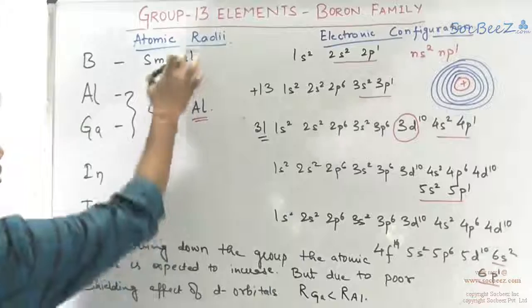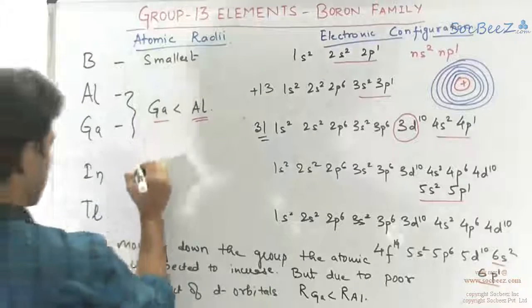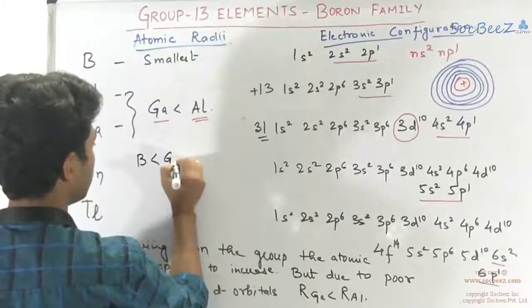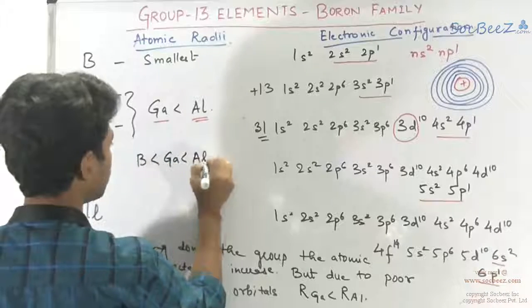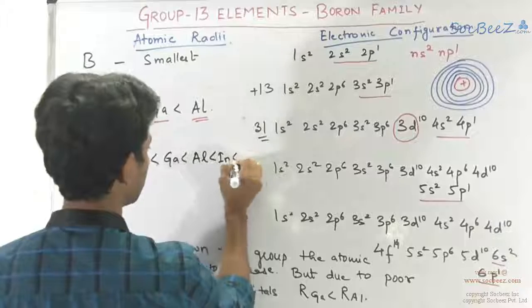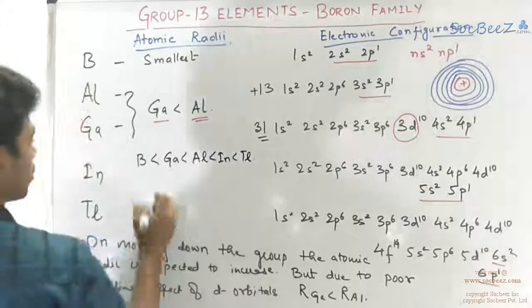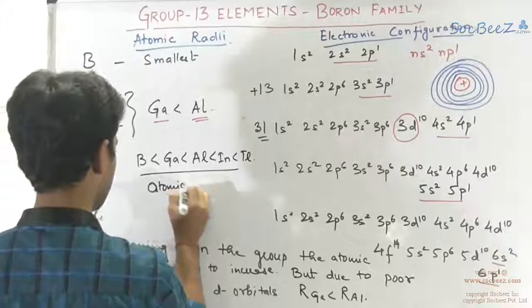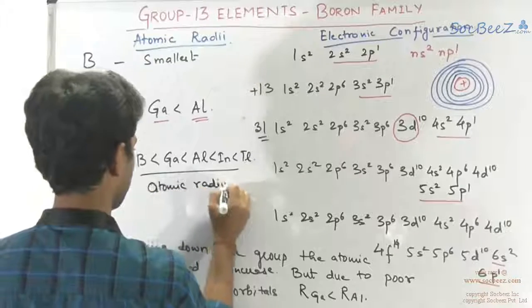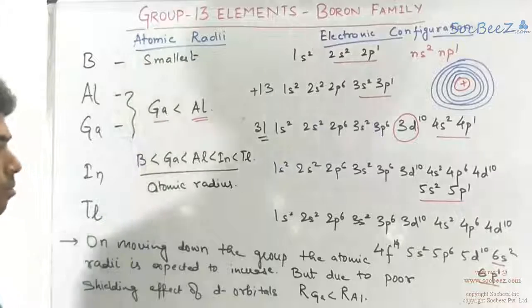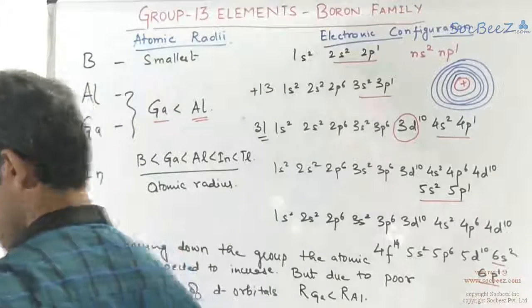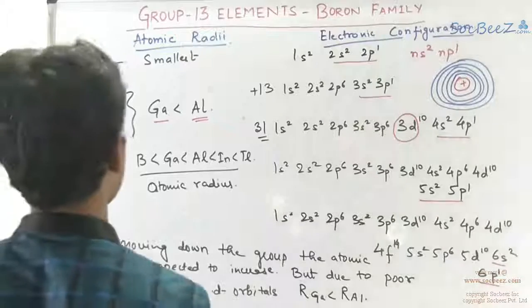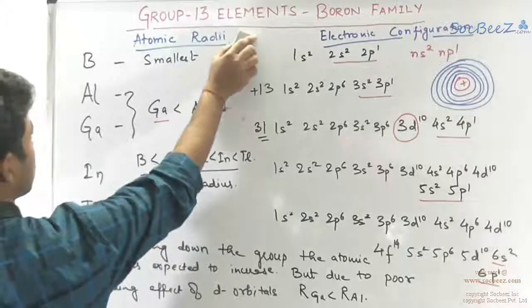Okay, so what is the trend for atomic radii? It is boron greater than gallium, greater than aluminium, greater than indium, greater than thallium. Okay, so this is for atomic radius. Now the next physical property is that of ionization enthalpy.